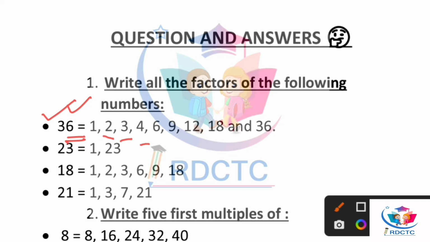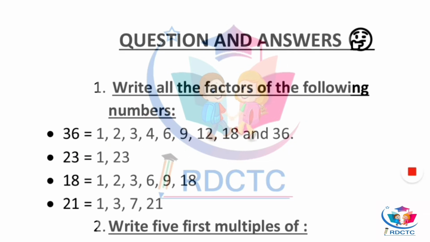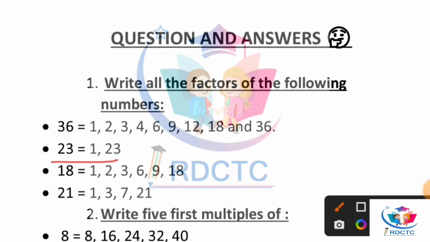As the number is divisible by 2 and 3, that is why it is divisible by 6. 36 is divisible by 9, and it is present in the table of 4. It is also divisible by 12, 18 and 36. Next, that is 23. 23 is a prime number, that is, it is divisible by 1 and itself.